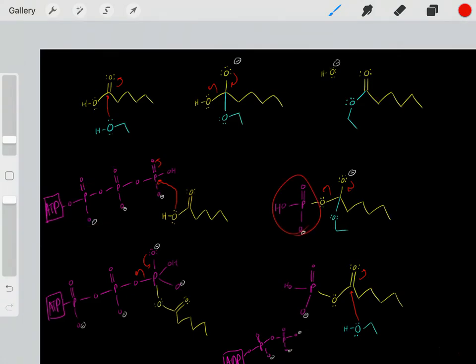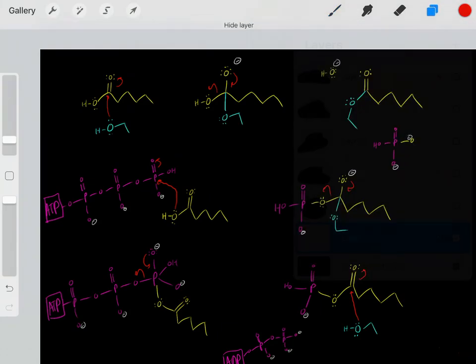So now we do have a good leaving group. So now we can break this bond. Now this is feasible. We've created a better leaving group. Now the electrons can fall down, forming that double bond, breaking this bond. This bond is broken, these electrons fall on this guy, and we'd essentially form these products.